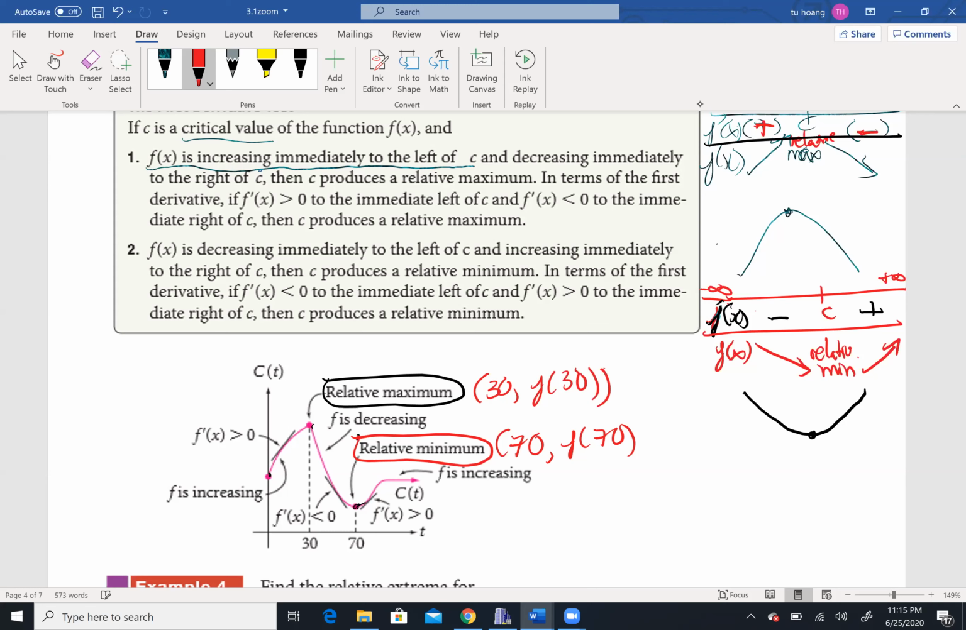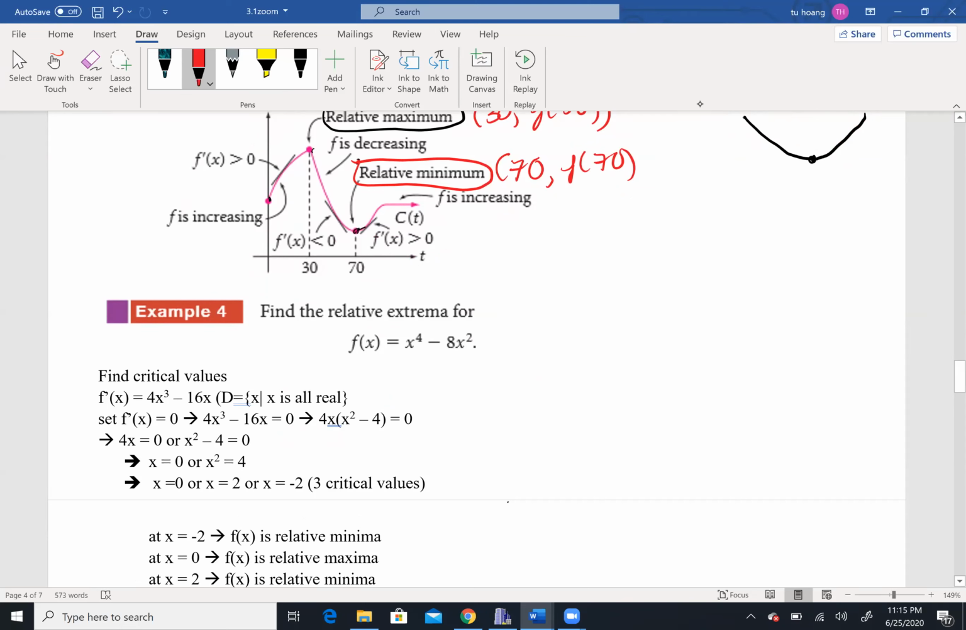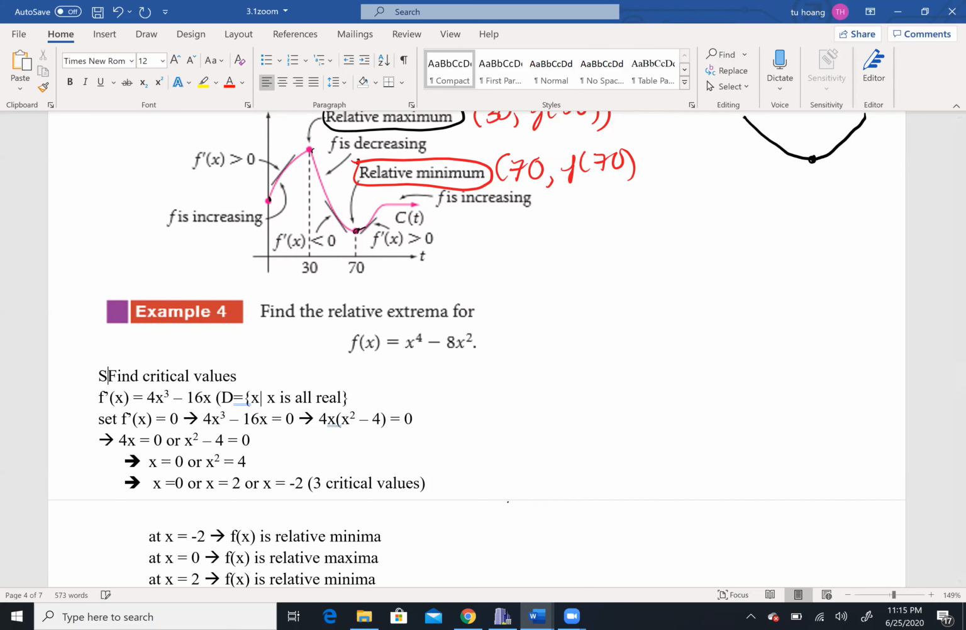Okay, so let's have an example. Example 4. I want to find the relative extrema for f(x) equal to x^4 minus 8x squared. So first, I'm going to list some steps for you. Step 1, you're always going to find the critical values. Step 1.